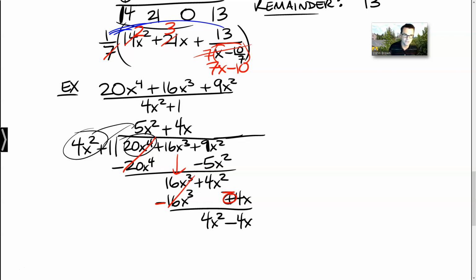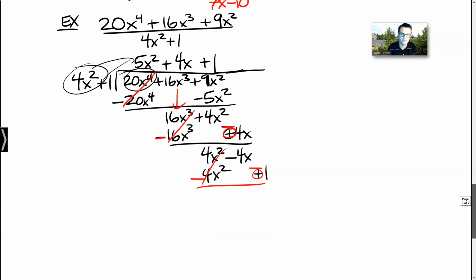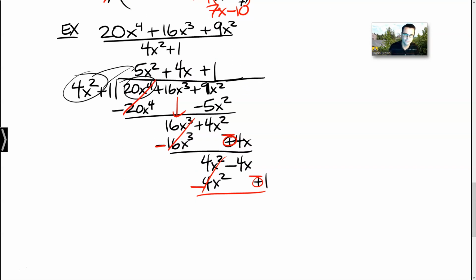4x squared goes into 4x squared once. Plus 1. 4x squared plus 1. Subtract. Minus, minus. And so I have a remainder of minus 4x minus 1. I know that I'm done. Notice this is not a number, so this was degree 2.